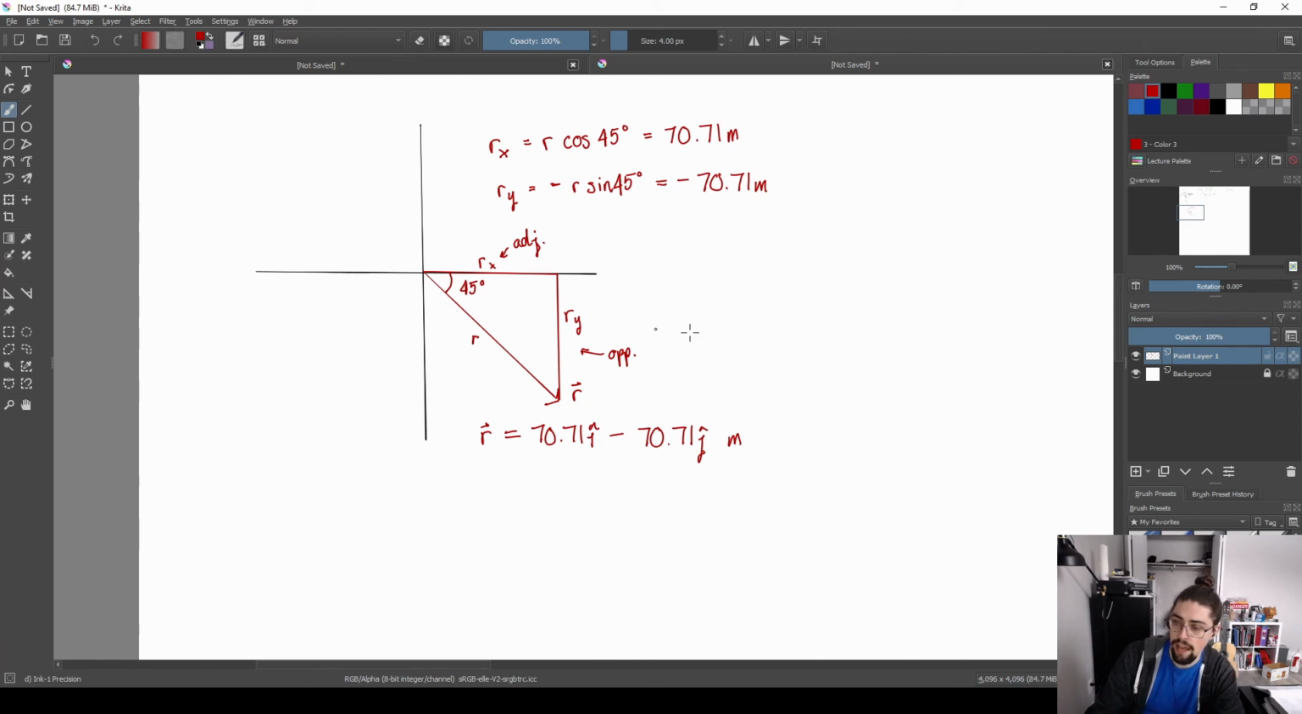If I'm following my SOHCAHTOA rules here for the triangle, in this problem r of y is the opposite side length. So that's the one that gets the SOH out of SOHCAHTOA. Sine is equal to opposite over hypotenuse. So multiply over the hypotenuse. Hypotenuse times sine of theta gives me the opposite side length, r of y. Does that make sense?